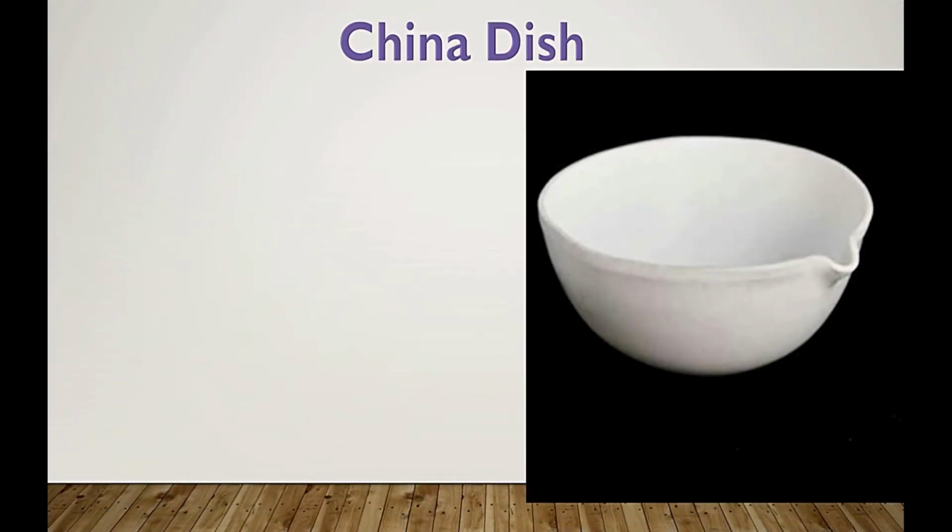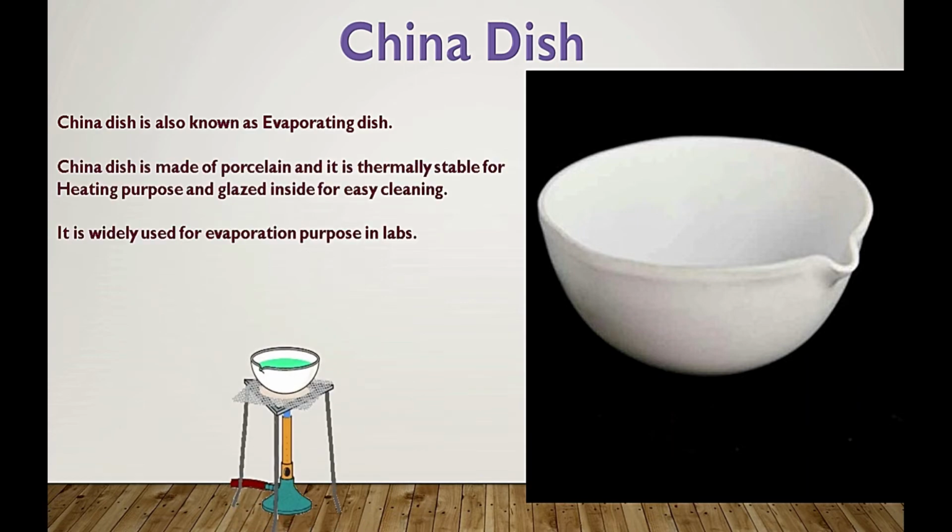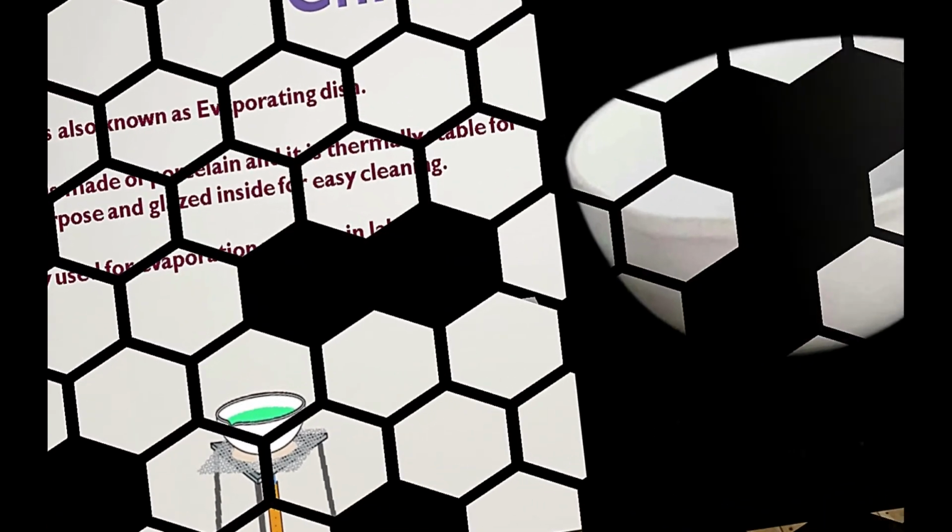Next equipment or apparatus is china dish, a very important apparatus. It is also known as evaporating dish. It is made of porcelain and it is thermally stable for heating purposes and glazed inside for easy cleaning. It is widely used for evaporation purposes in lab. You can see in the diagram.